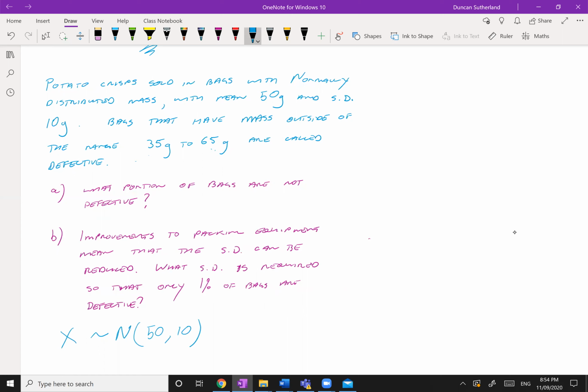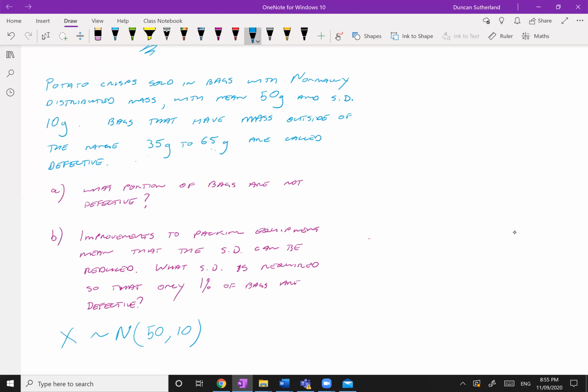Bags that have a mass outside of the range 35 to 65 grams are called defective. So obviously we don't want a bag too light because our customers will feel ripped off, and we don't want our bag too heavy because we'll be eating into our profit margins. What proportion of bags under this distribution, right? What proportion of bags are not defective? So the ones that we can actually sell.